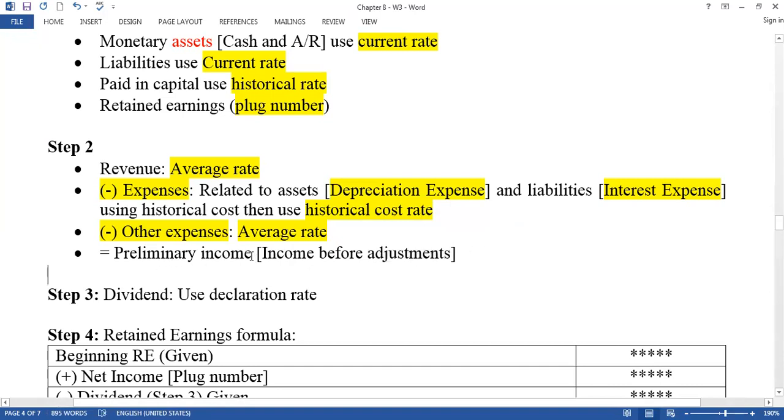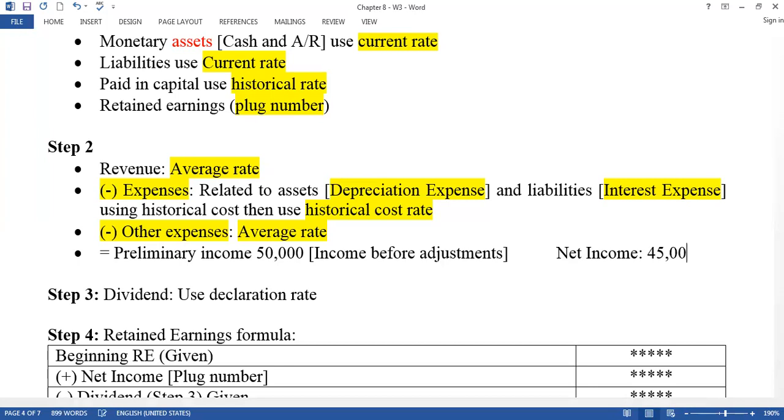So, for example, our revenue minus expense, we find that it is 50,000. And we find, for example, our net income is 45,000. If this is the case, look, these two numbers are not equal. Net income is 45,000 and preliminary income, that means income before adjustment, is 50,000. So if we have this situation, we need to do adjustment. Now we have to know whether this adjustment is good news or bad news.